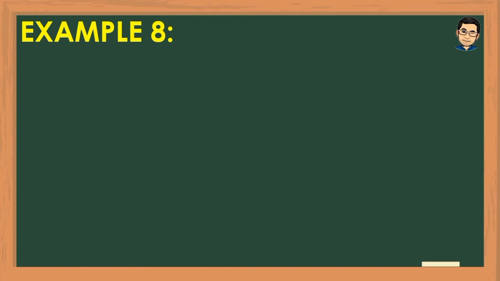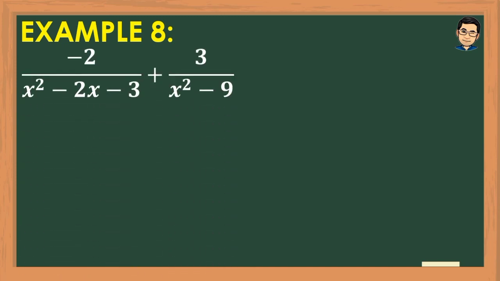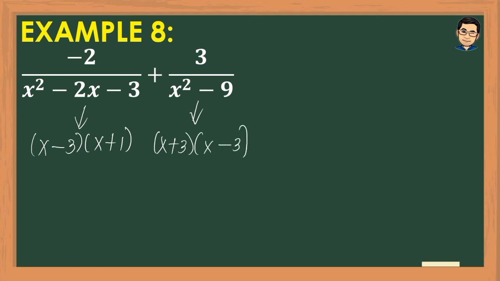So, for our last example, negative 2 all over x squared minus 2x minus 3 plus 3 all over x squared minus 9. So, yung ifa-factor out po natin tong x squared minus 2x minus 3 using general quadratic trinomial. So, magiging x minus 3 tsaka x plus 1. Yung x squared minus 9 naman using difference of two squares, x plus 3 tsaka x minus 3. So, our LCD, so magiging x minus 3 and then x plus 1 tsaka x plus 3.